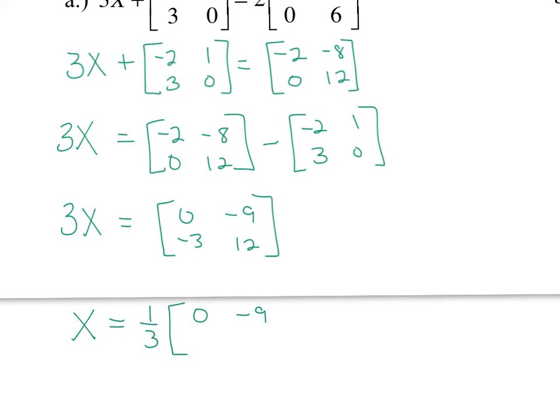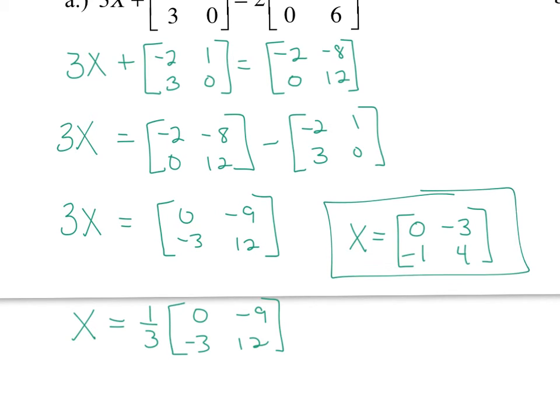Instead of putting the division sign, it's the same reason why we don't write y times 3. We write 3y. So in math, we just don't do it. So multiplying by that scalar, you get X equals 0, negative 3, negative 1, and 4. All I did was multiply each of the numbers inside this matrix by 1/3, and that gave me 0, negative 3, negative 1, and 4. So that would be the answer to that matrix equation.